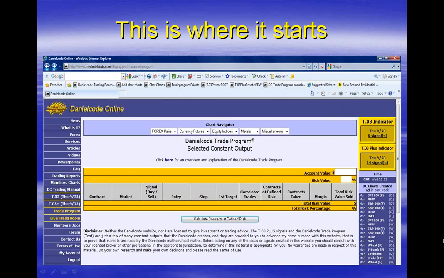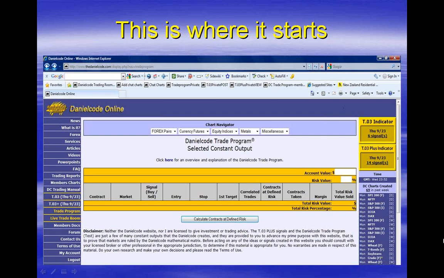So this is where it starts. A lot of you will know this stuff, so we won't dwell unnecessarily on this. This is the Danielcode trade program. It lives inside the Danielcode website, which is www.thedanielcode.com. And every day signals are loaded into this program about 2.5 hours, sometimes 3 hours after US markets close. And those signals, once they're loaded, are complete unto themselves. You don't need to look at the open of the market.